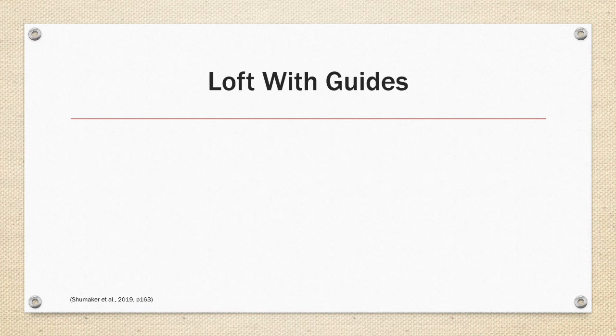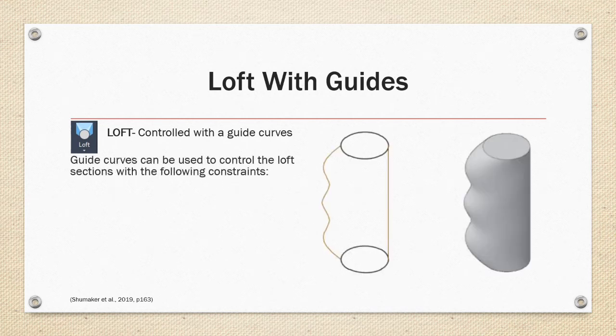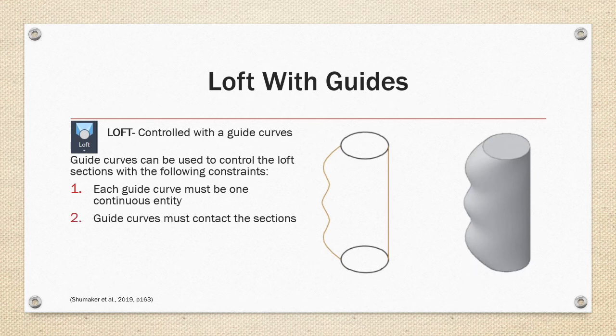Loft with guides. The addition of guide curves to a loft provides the highest level of control to the shape. Guide curves can be used in conjunction with the cross sections with the following constraints. First, like path curves, guide curves must be one continuous entity. Second, guide curves must contact the sections. Third, guide curves must be selected in order.